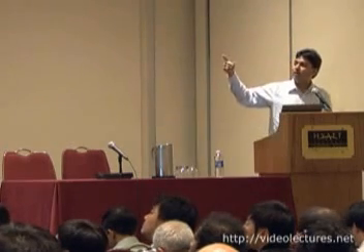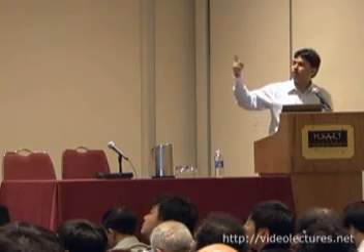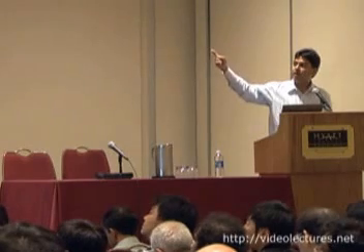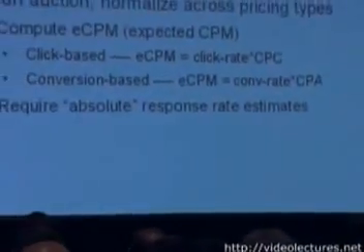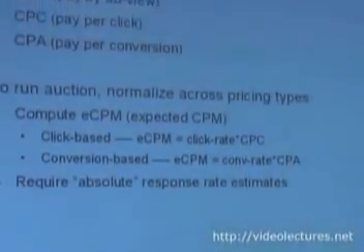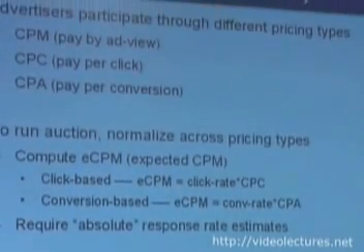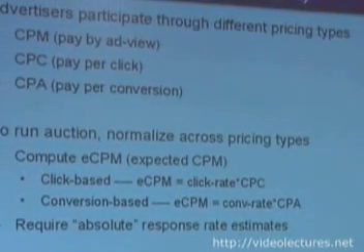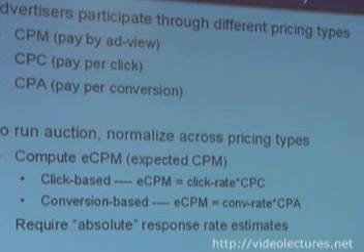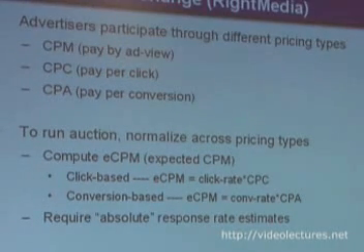So again, this is our data. Our data is obtained from the Right Media ad exchange, and we have advertisers participating with different revenue models. CPM is where you pay by ad view. CPC is where you pay some money if your ad gets clicked. CPA is where you pay if your ad results in a conversion, which is typically a sale on the advertiser landing page. Since there are different types of advertisers participating in the auction using different revenue models, the way we run the auction is as follows.